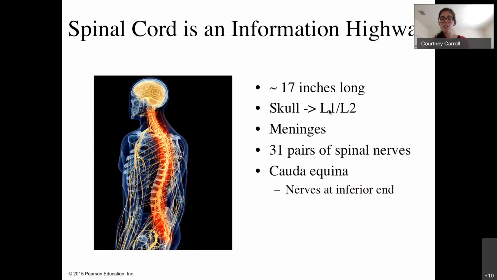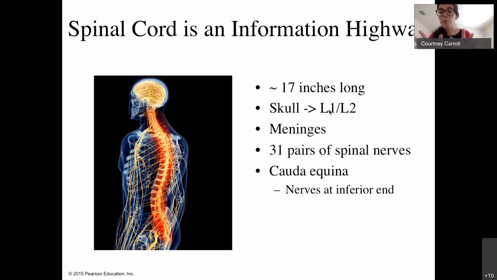Okay. We're going to switch gears and move from the brain to the other part of our central nervous system, which is our spinal cord. So the spinal cord is our information highway. It is about 17 inches long. It goes from your skull to the lumbar region, L1, L2 approximately. And like your brain, it's covered in meninges and it's covered in bone. Here, the bone is the vertebrae.